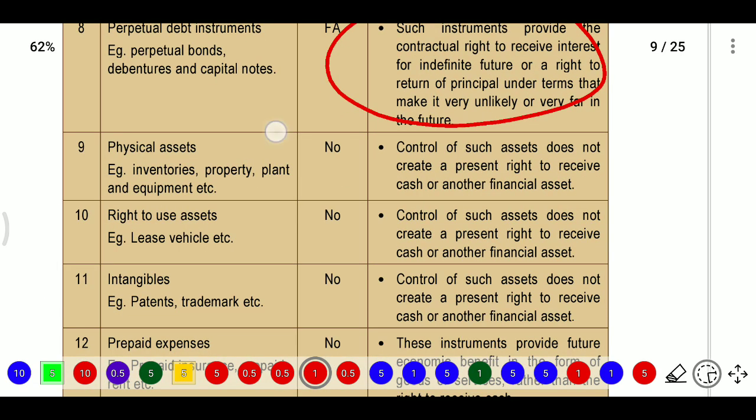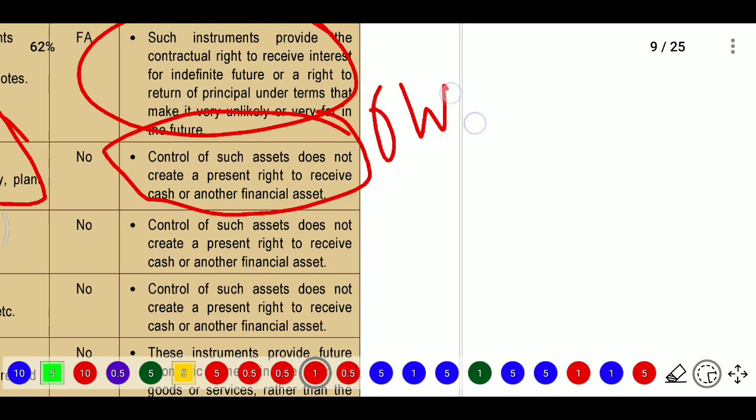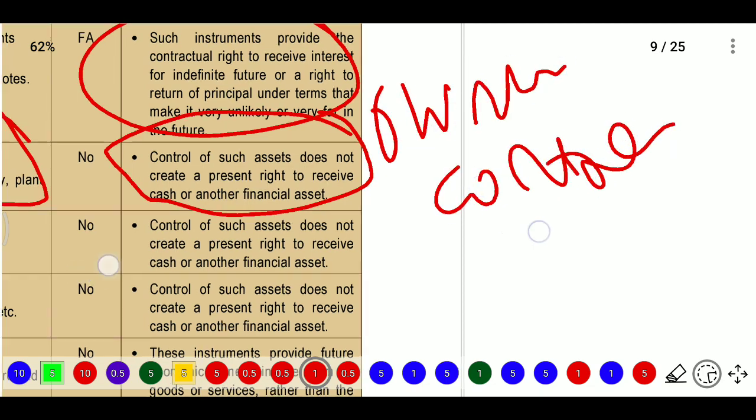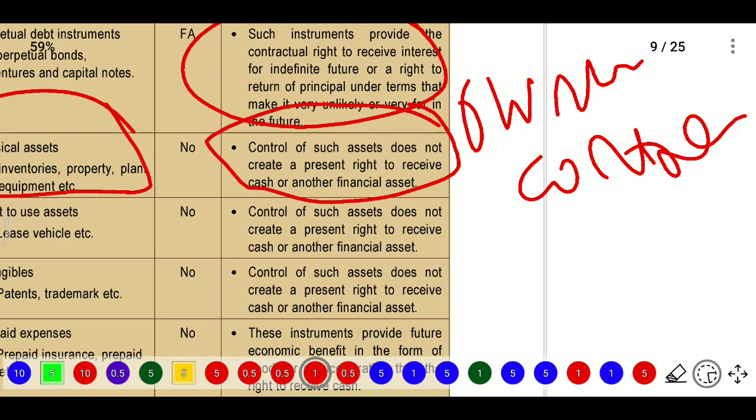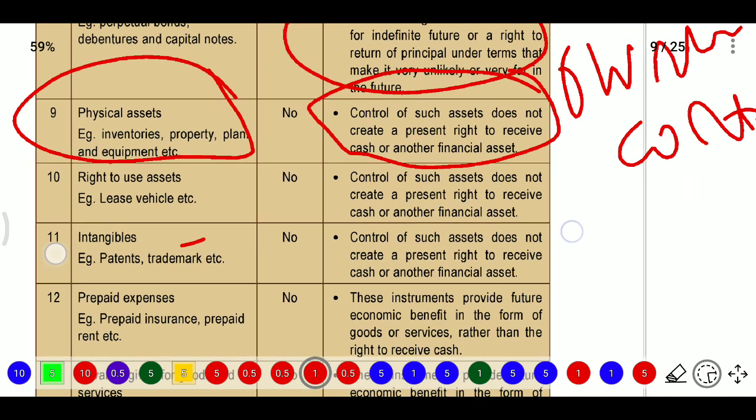And physical assets, such as inventory, property, plant and equipment, will not be financial assets. The contract or control of such assets does not create a present right to receive cash or another financial asset. Here we get the ownership or control of those assets, but we will not get any cash or any other financial assets. By using those assets we will generate cash, but they do not directly provide the cash.